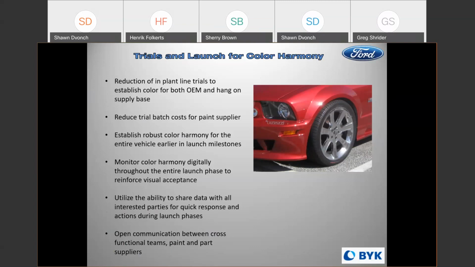And then, once again, this is about communication between cross-functional teams, paint and part suppliers. Anybody that has a vested interest in color on this can have the ability to communicate with this data and help us improve.